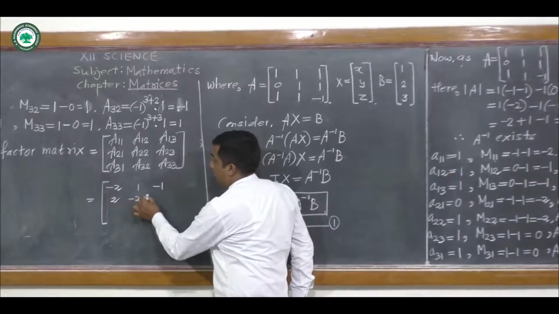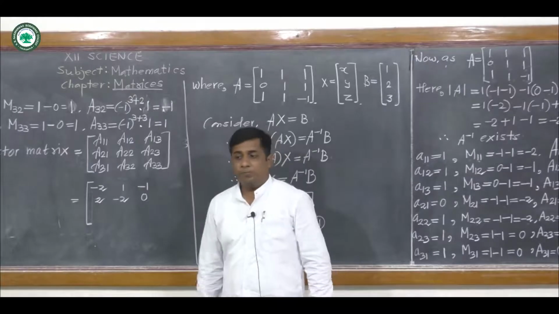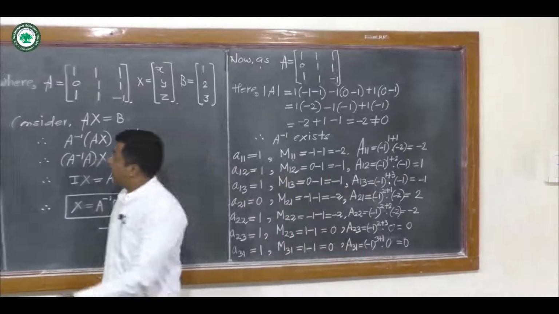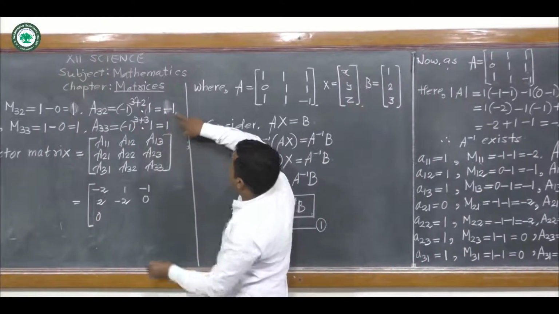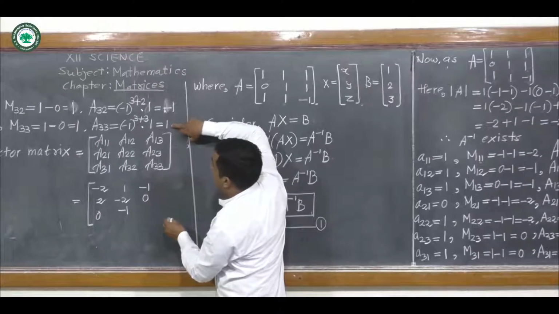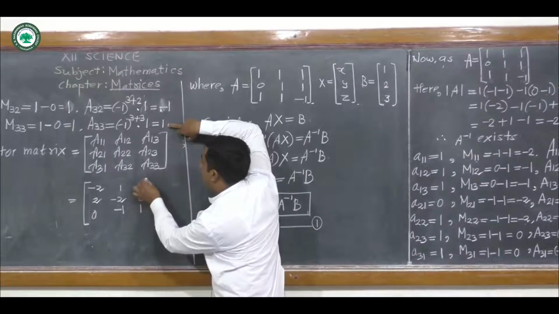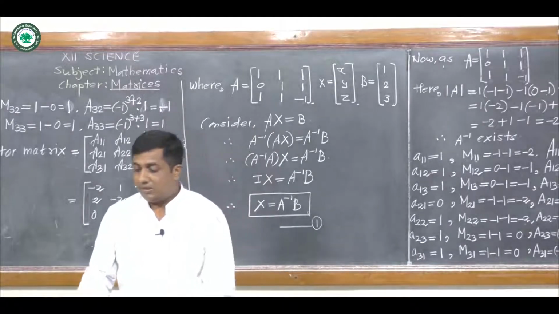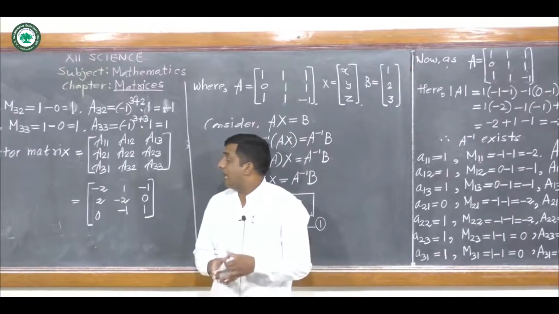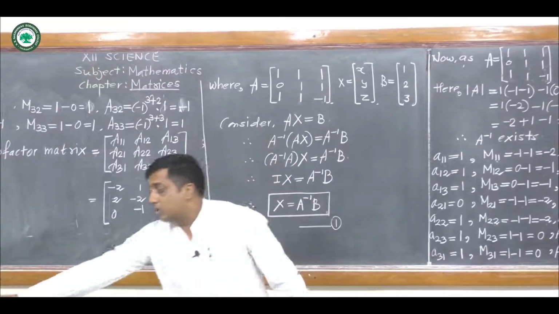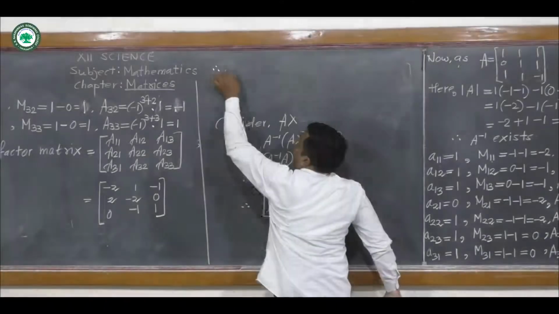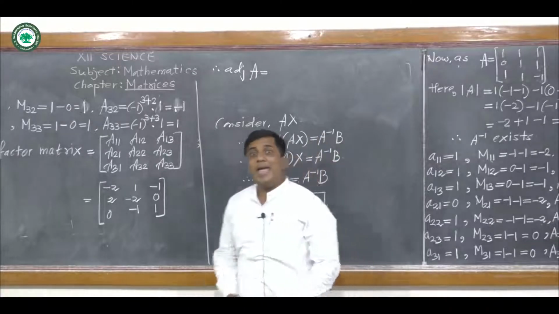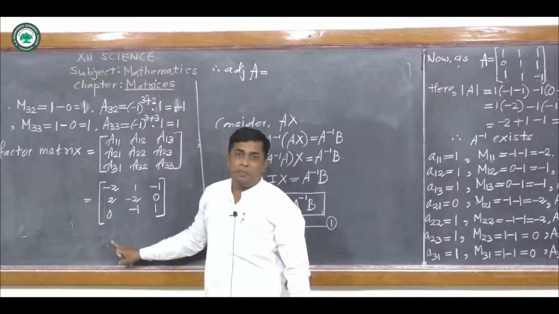So 2, minus 2, 0 for the second row, and for the last row, A31 is 0, A32 is minus 1, and A33 is 1. So we found the cofactor matrix. Now by using this cofactor matrix we find the adjoint of A. We know the adjoint of A is the transpose of this cofactor matrix.